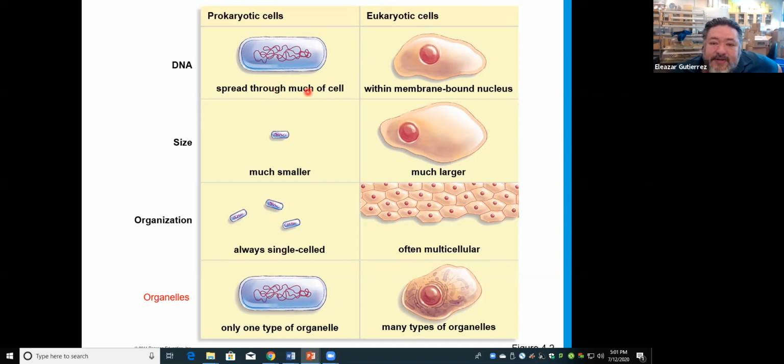Okay. So on the right we have eukaryotic cells. Let's see if I can move. There's always something in the way. Do you notice that? No matter what, there's always something in the way.